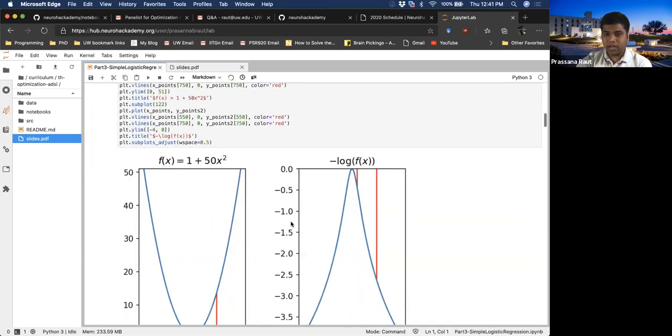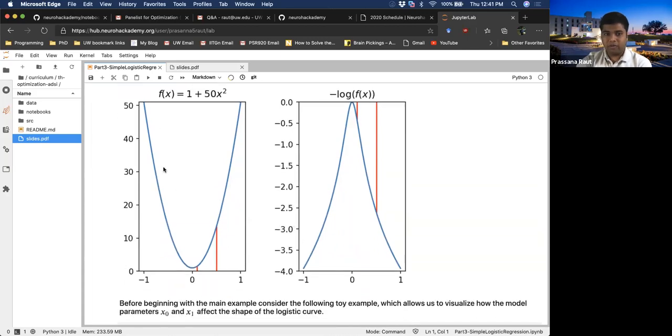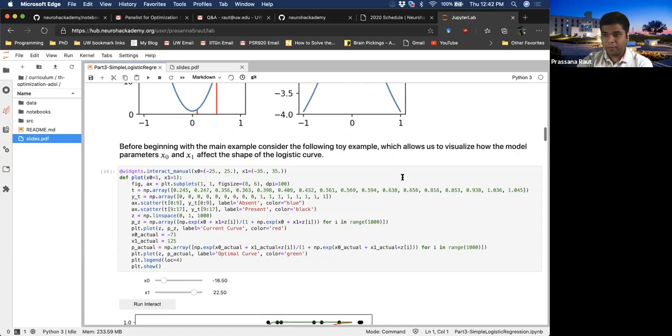You can see this with an example where you want to minimize 1 plus 50x squared, and then we convert it into a maximization problem where we are maximizing minus log of 1 plus 50x squared. The optimal point 0 remains the same. Such a transformation might have some benefits in terms of numerical accuracy or ease of interpretation.